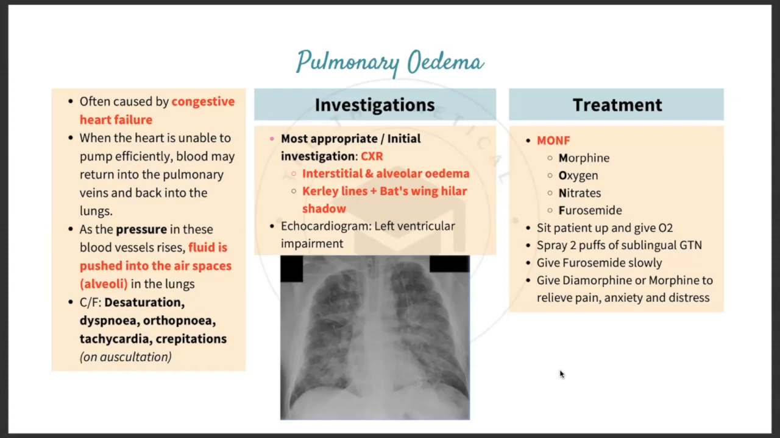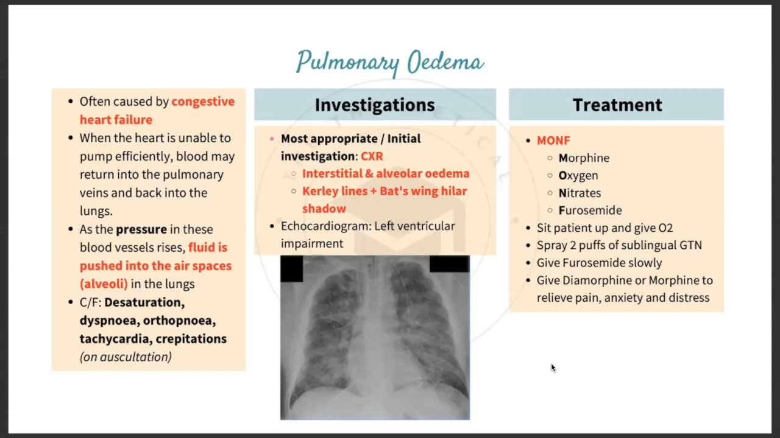So the investigations that you would perform, first you do a chest x-ray, the most appropriate or initial investigation, and you would notice interstitial and alveolar edema. And there are also Kerley B lines, plus bat's wing hilar shadow. Bat's wing hilar shadow is actually this. And if you were to do an echocardiogram, you would notice left ventricular impairment.